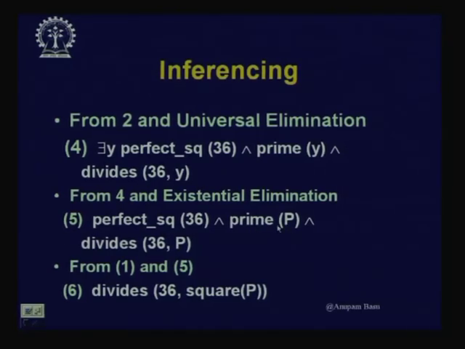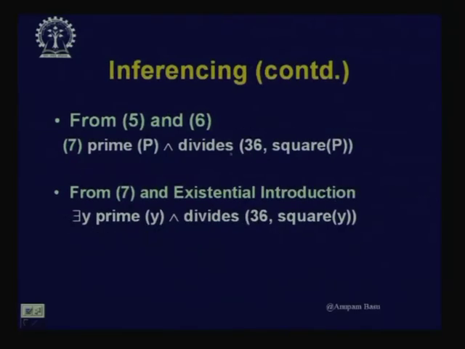Perfect square 36 and prime square p, all right, prime p and divides 36 square p. Now you see the use of existential introduction. I introduce this existential quantifier, and therefore now all these are constants. In place of p I put a variable y, here also for p I put a variable y, and introduce this existential quantifier, and I get there exists y such that prime y and divides 36 square y.